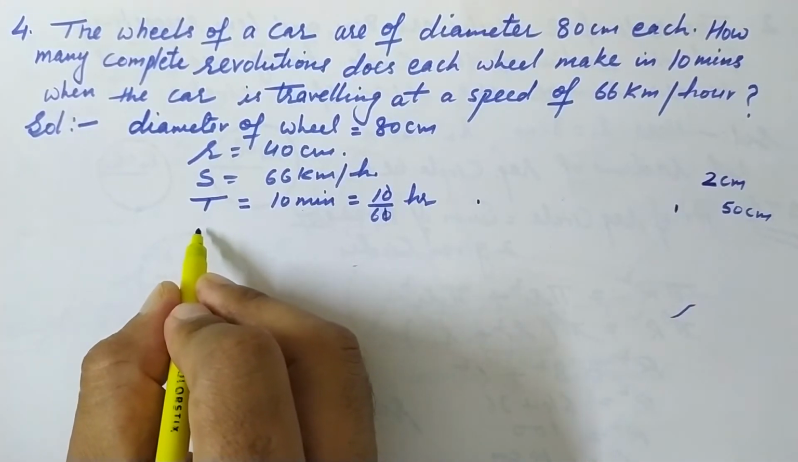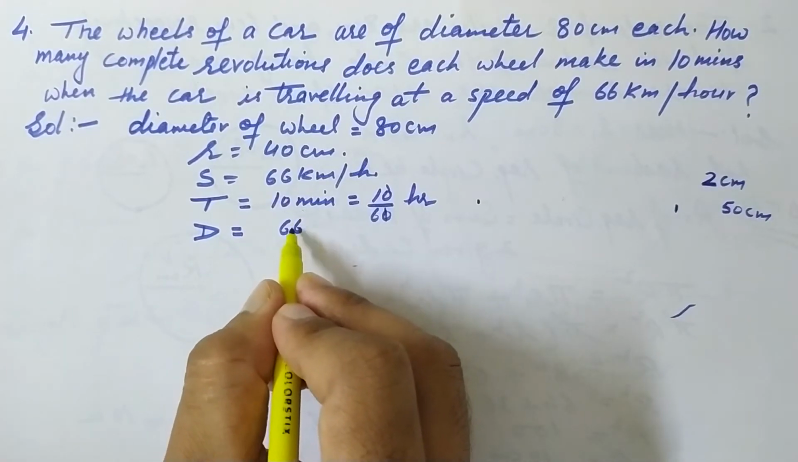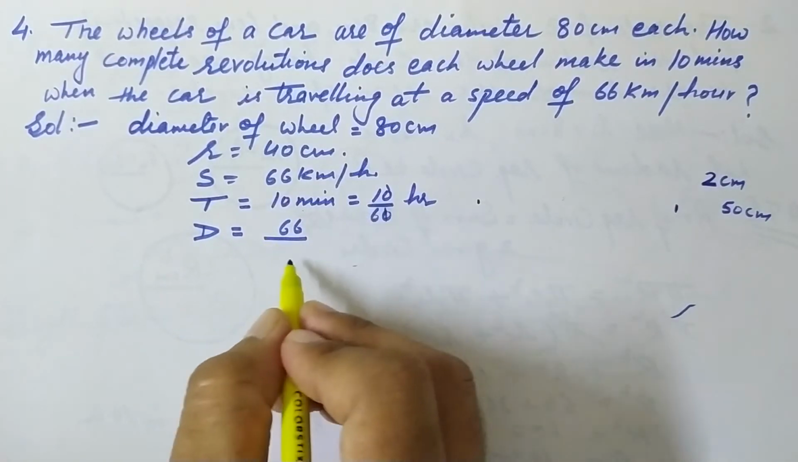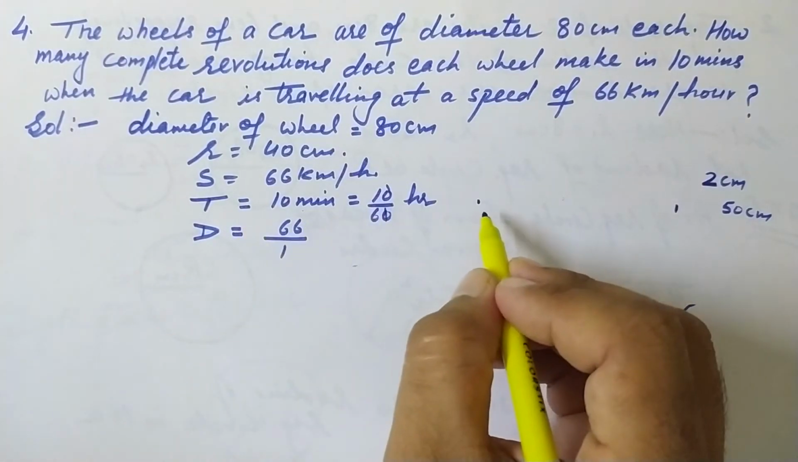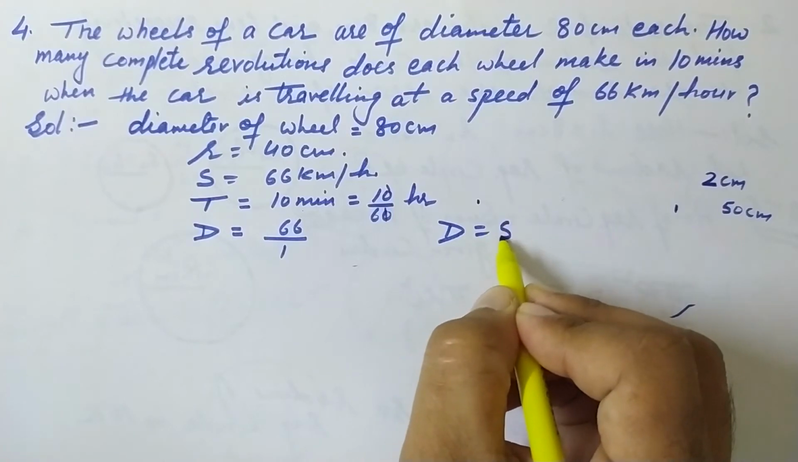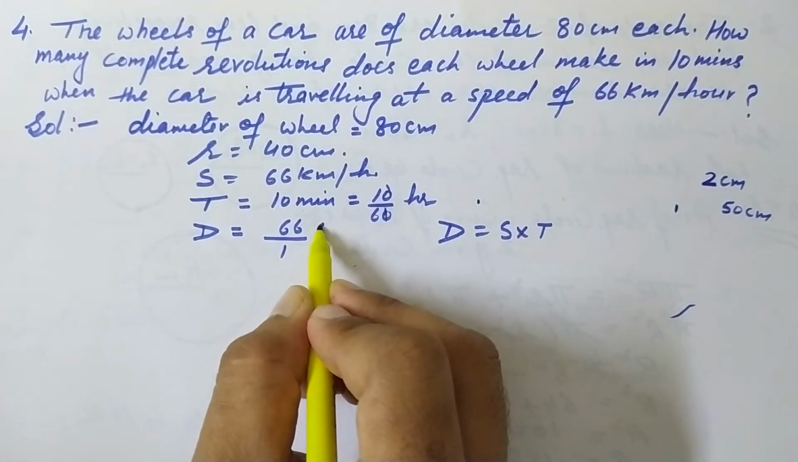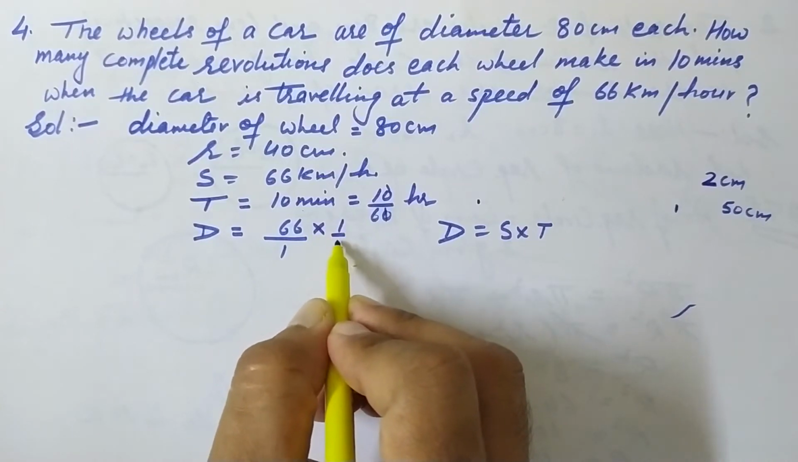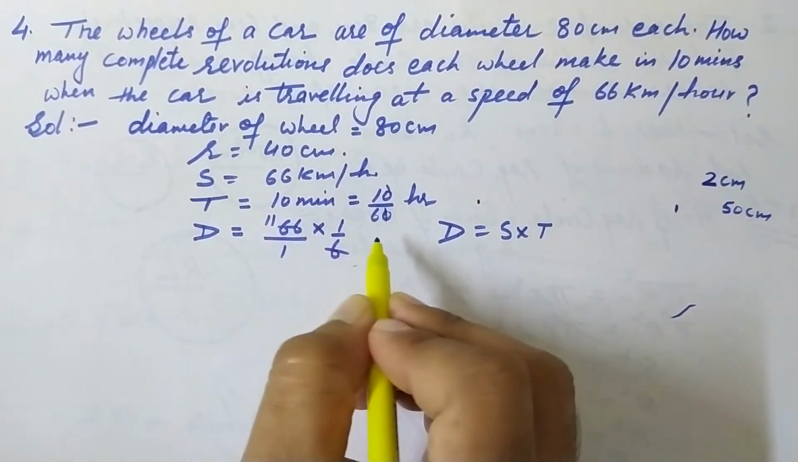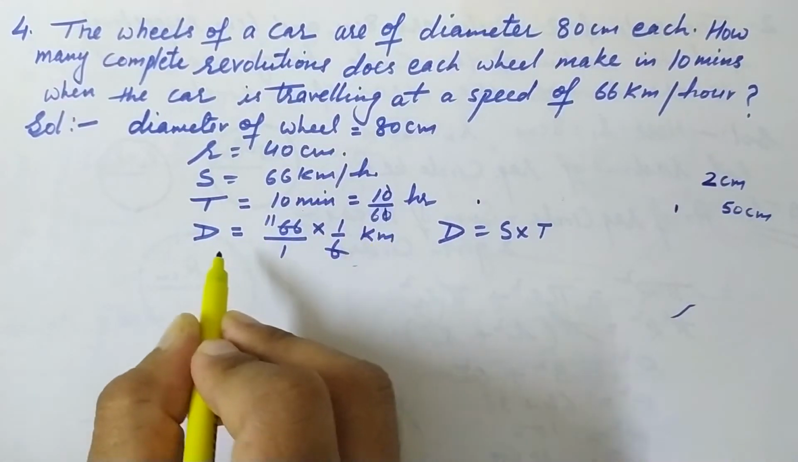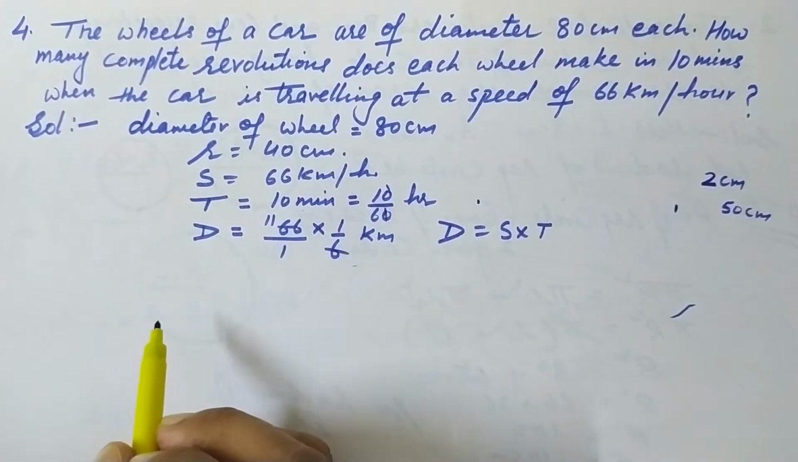So what is the distance traveled by the car in 10 minutes? Sorry, distance is speed into time, right? So speed is 66 kilometer per hour into time, which is 1 over 6. So it is 11 kilometer, right? So the distance traveled by the wheel in 10 minutes is 11 kilometer.